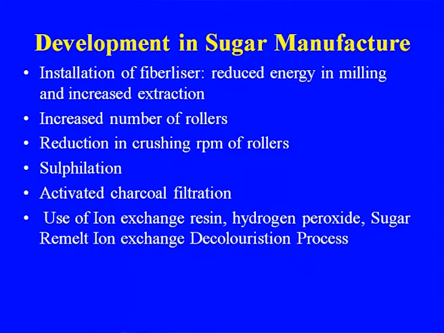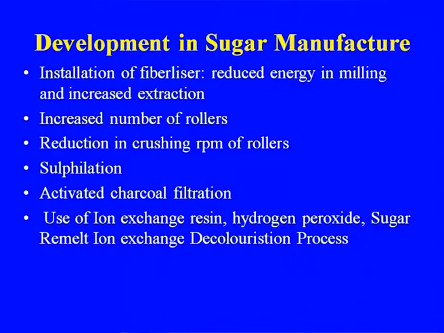For that, the new mills have installed fibrizers, which result in reduced energy in milling and increased extraction of the juice, which is very important. We cannot afford to lose the juice, because if we lose the juice, we lose the sugar. So there is an increased number of rollers, so that there is more milling and crushing and extraction of the juice is more.